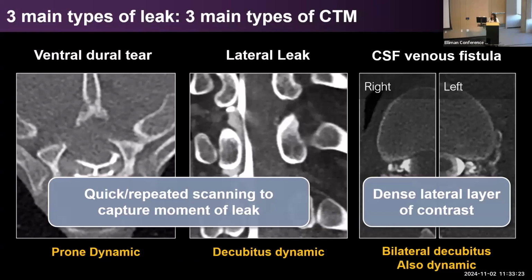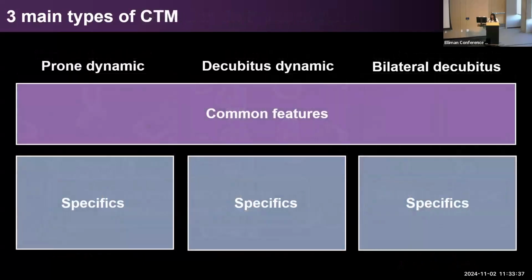And these alter how we position the patient. So when we think that the patient has a ventral dural tear, they're going to be prone, so lying on their tummy on a wedge, and then decubitus basically means that they're lying on their side. And for CSF venous fistulas, we have to do both sides. So there are common features to these types of CT myelograms, but there are also specifics in each.